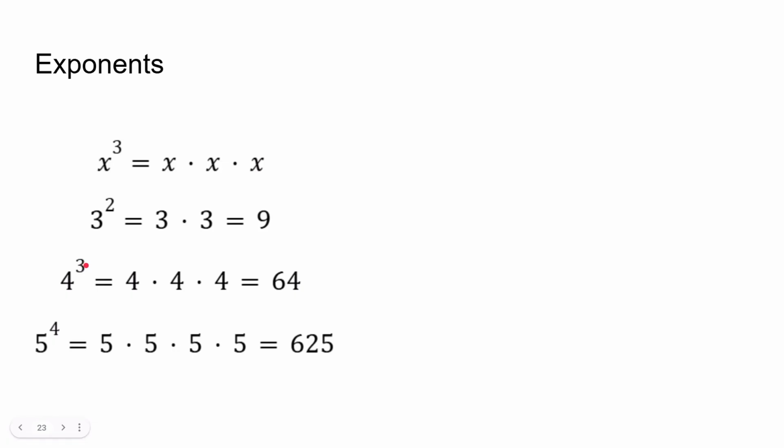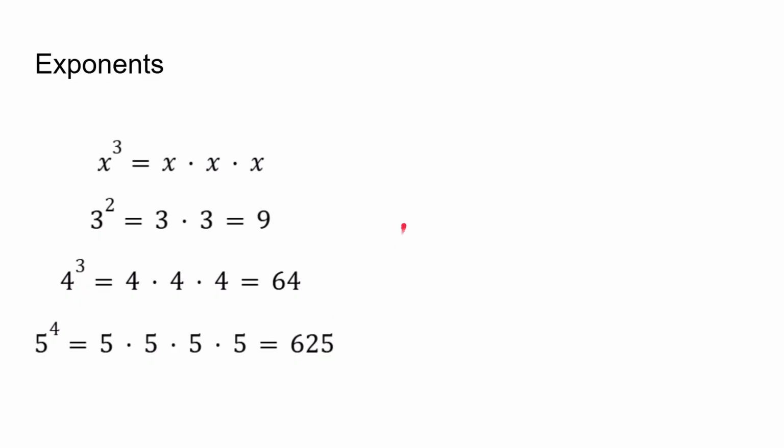4 to the power of 3, this can also be 4 cubed, so anything to the power of 3 can also be cubed. And this would be 4 times 4 times 4, which would be 64. And 5 to the 4th doesn't have any shorthand, but you would just call it 5 to the 4th or 5 to the 4th power. 5 times 5 times 5 times 5 gets you to 625.